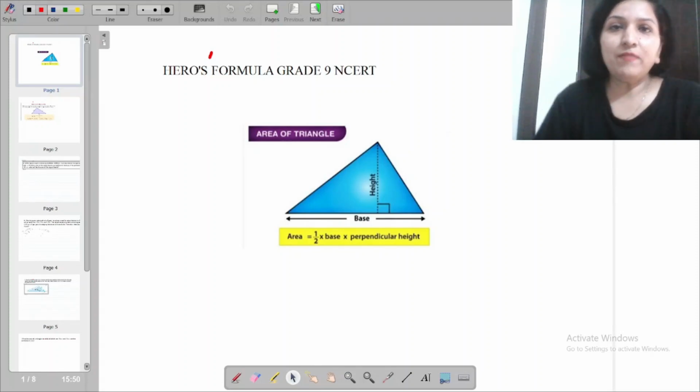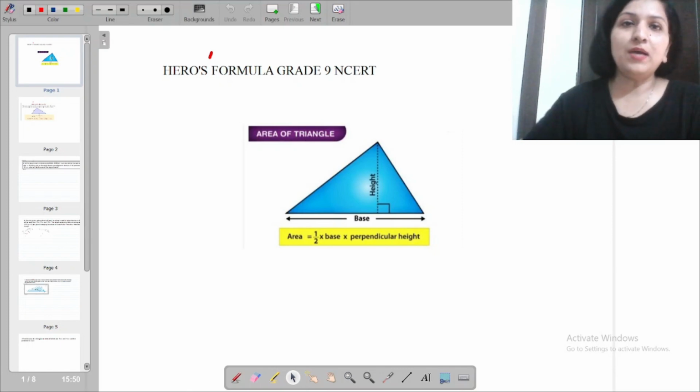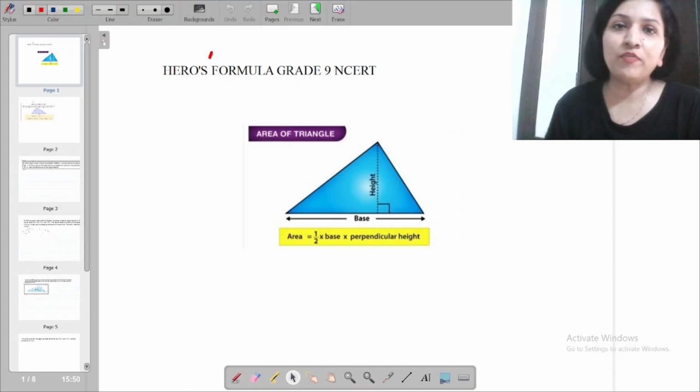In today's session, we are going to discuss Heron's formula, which is a very important topic of grade 9 NCERT, where we'll discuss how to find the area of a triangle where the height is not given to us.